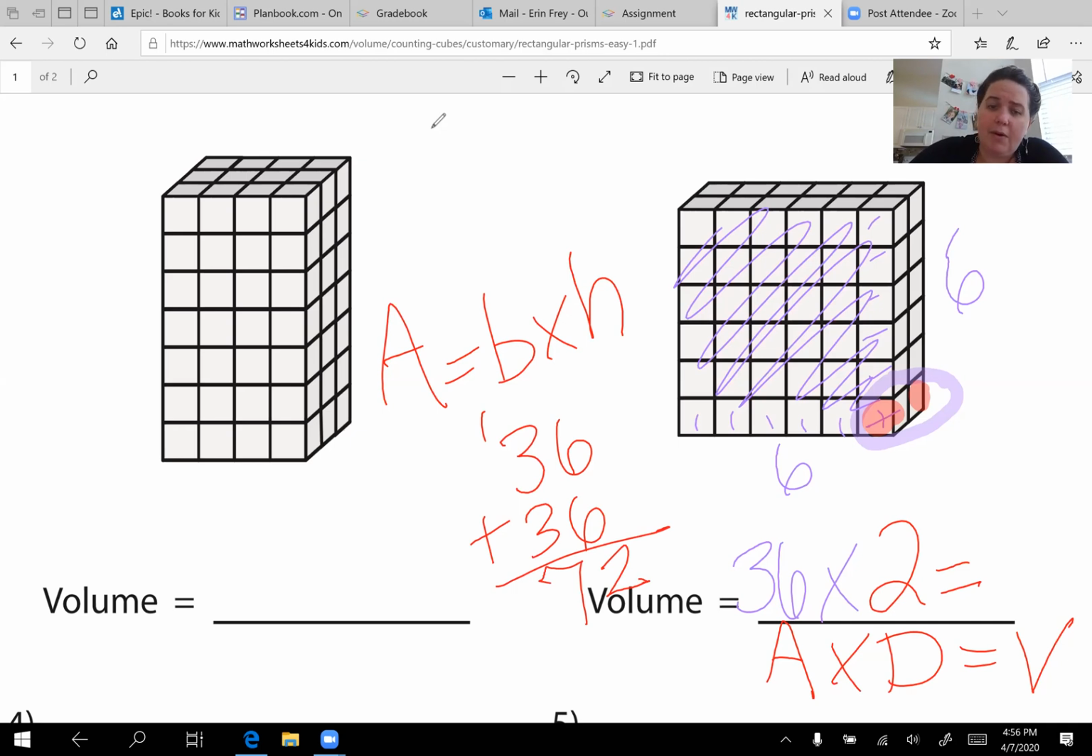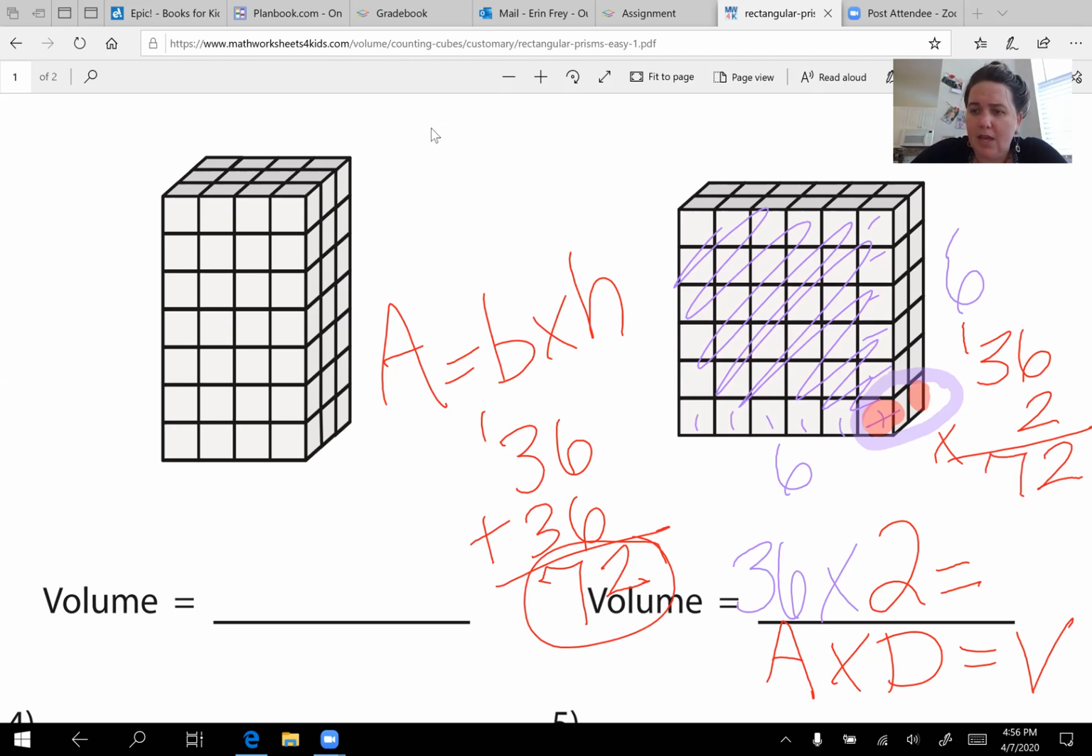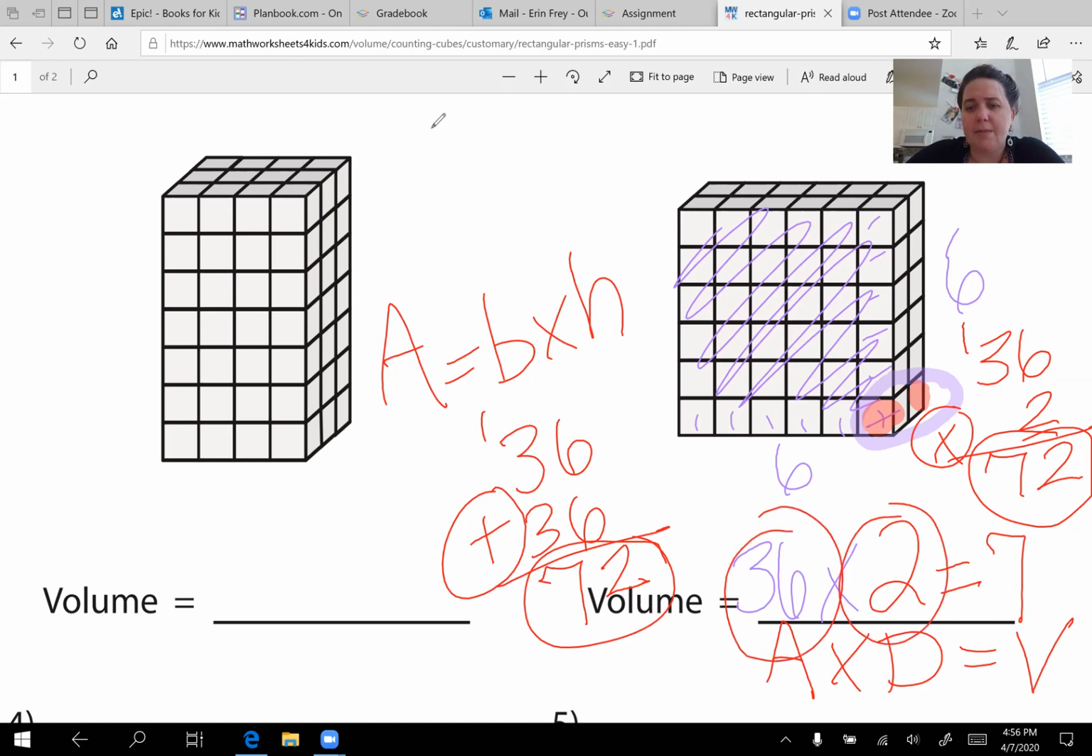Now, if you didn't want to do it that way, you could also do it vertically. 36 times 2. 2 times 6 is 12. Carry the 1. 2 times 3 is 6 plus 1 is 7. Do I have the same answer? Yes, I do. Because repeated addition is just the same thing as multiplication. So the area of my face was 36 times the depth, which was 2 layers. Depth means layers. And that gives me an answer of my volume is 72.